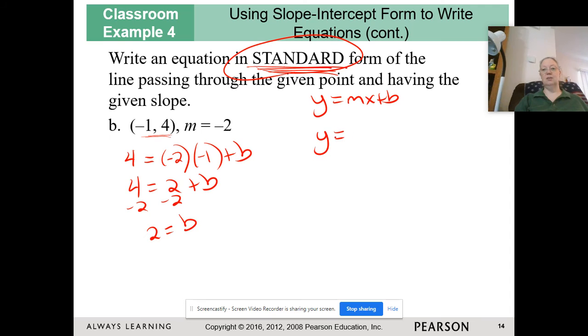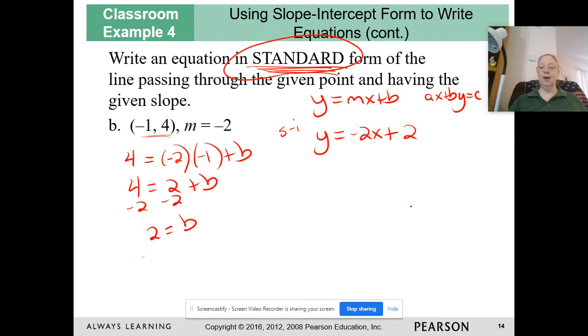So y is equal to -2x plus our b was equal to 2. And then once you have it in slope-intercept form, then you have to put it in standard form. Now remember, standard form has the x and y on the same side.